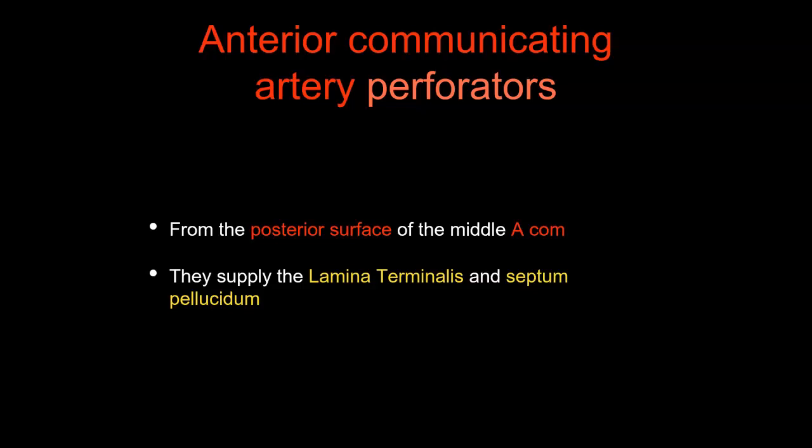So we talked about anterior cerebral, middle cerebral perforator, internal carotid, anterior cerebral, middle cerebral, posterior communicating, anterior choroidal, and we talk about the anterior communicating. As we said, it is a small artery communicating the two anterior cerebral arteries in the midline, and perforators arise from the posterior surface, and what is in the midline is the lamina terminalis and septum pellucidum.